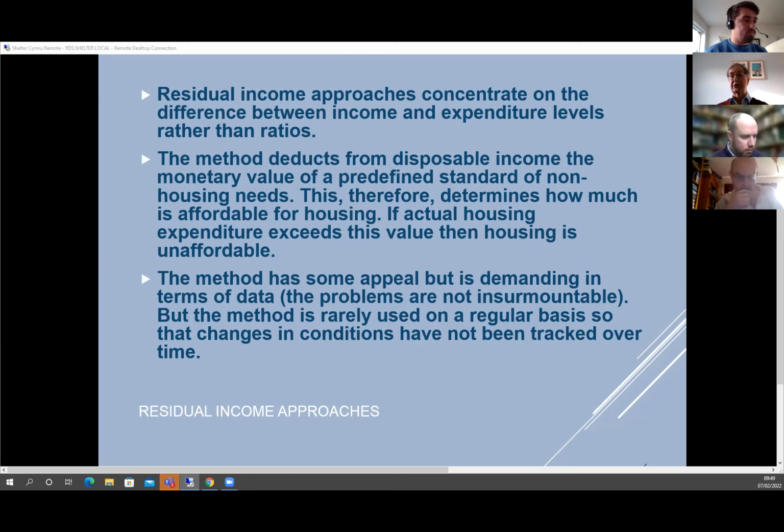But there are still problems. One problem is how you define the minimum standards for different household types. It's also extremely demanding in terms of data if you're going to regularly update this. And therefore, what has tended to happen is that you find one-off studies for particular years or particular locations rather than regular surveys or calculations being made for this.